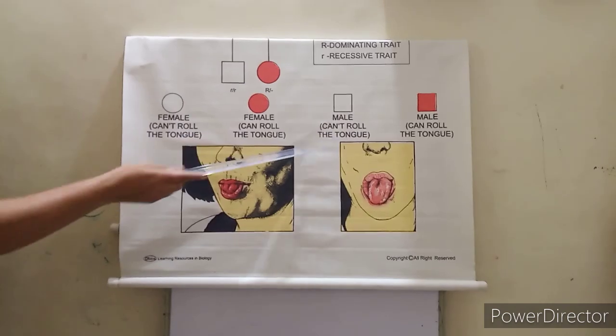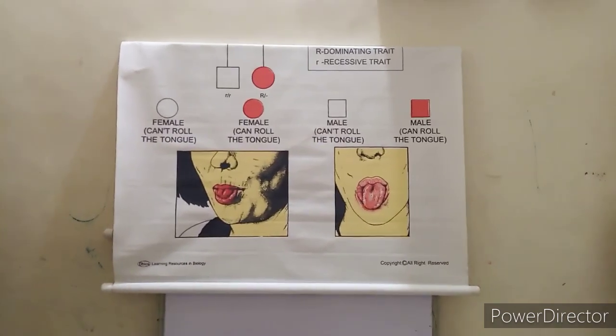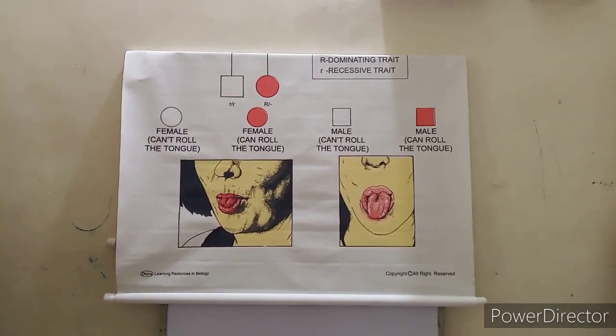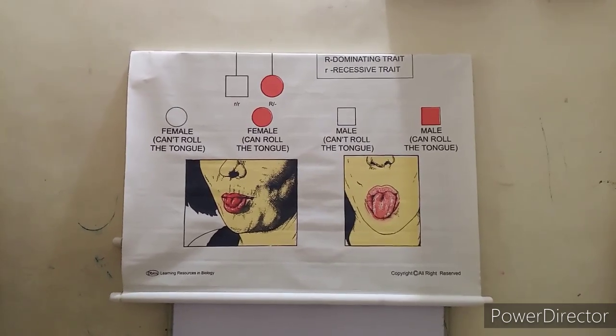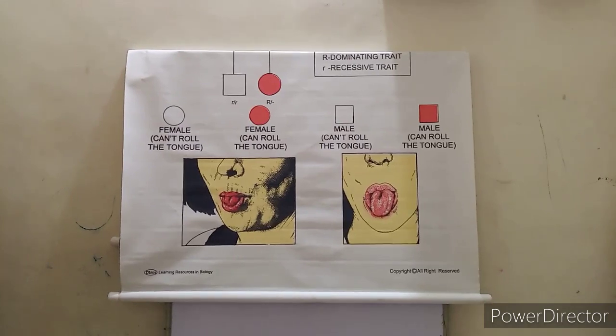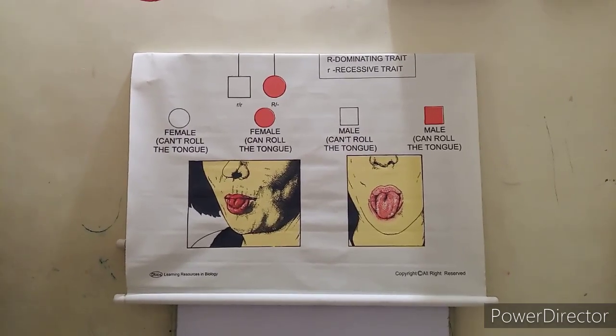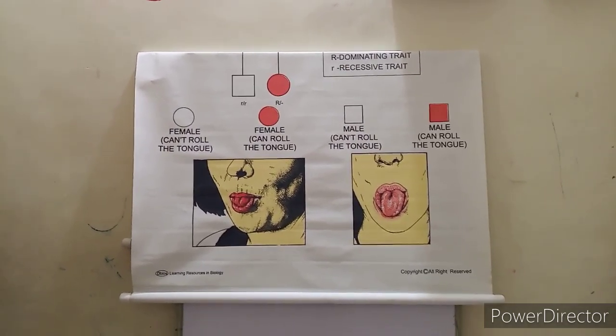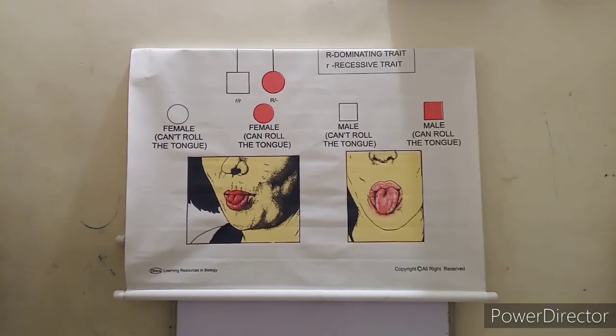So this experiment you can do with yourselves and your family members also, and then you can get to know whether you have the trait for rolling the tongue or not. So this is actually a dominant trait which is present on the autosomal chromosome.